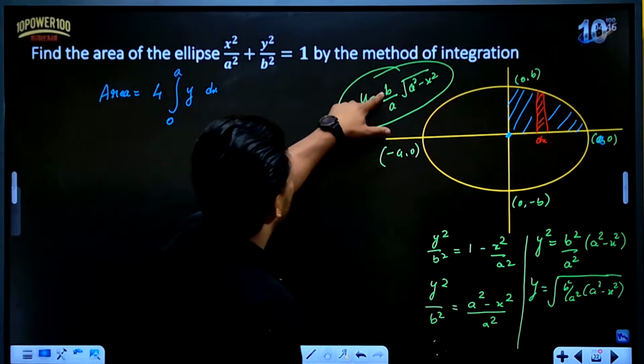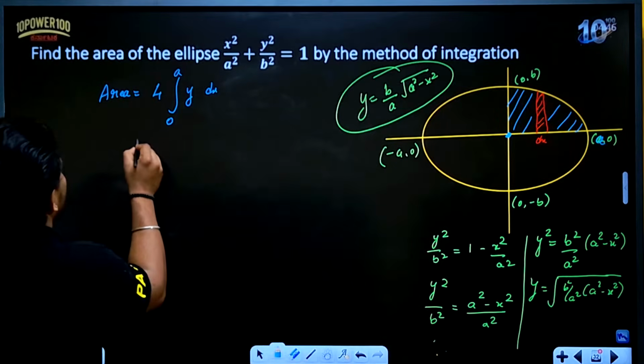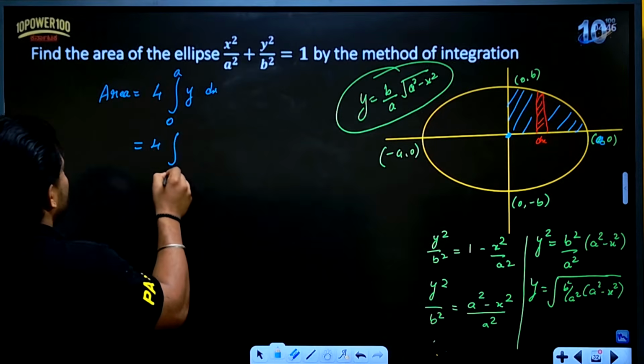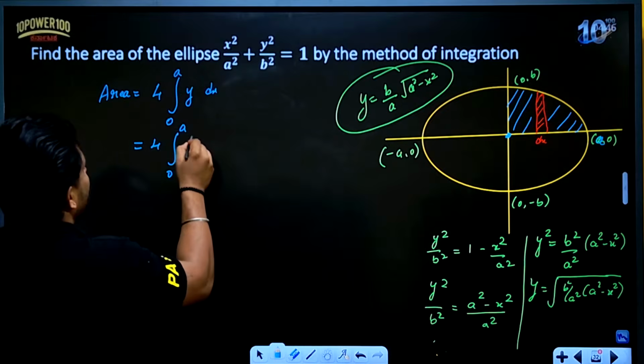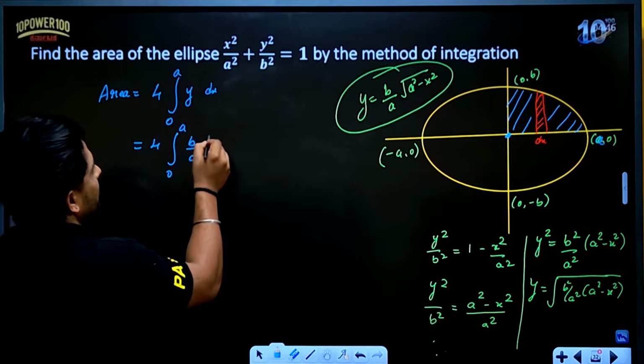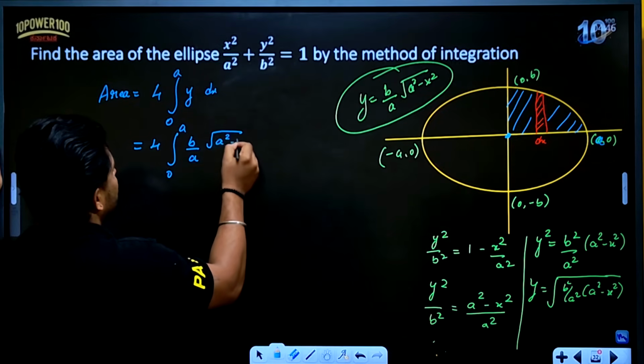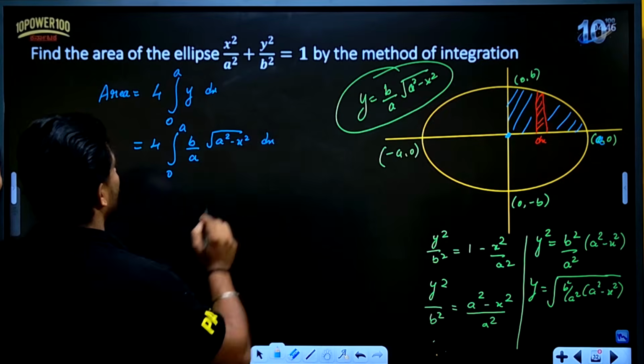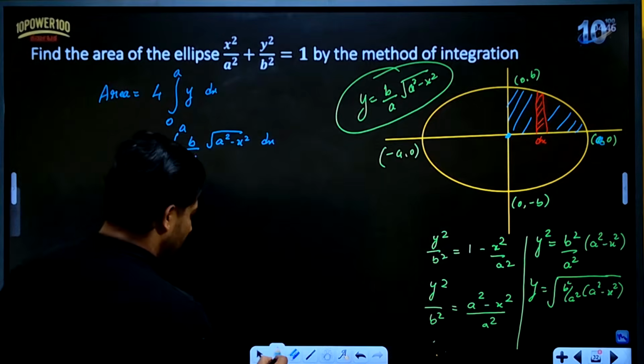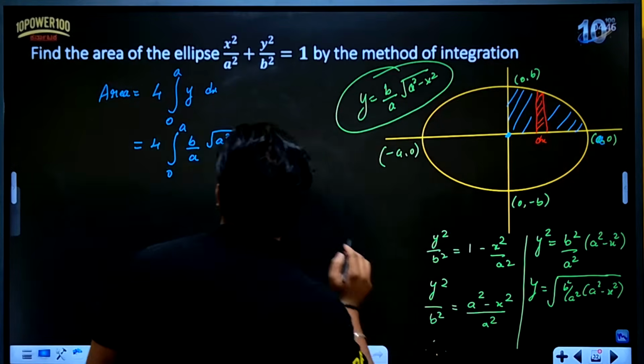After this, what is y? Write this. So it is 4 times the integral from 0 to a of y, which is b by a times root of a square minus x square dx. Okay, it is simple. So now it's the integration of a square minus x square.